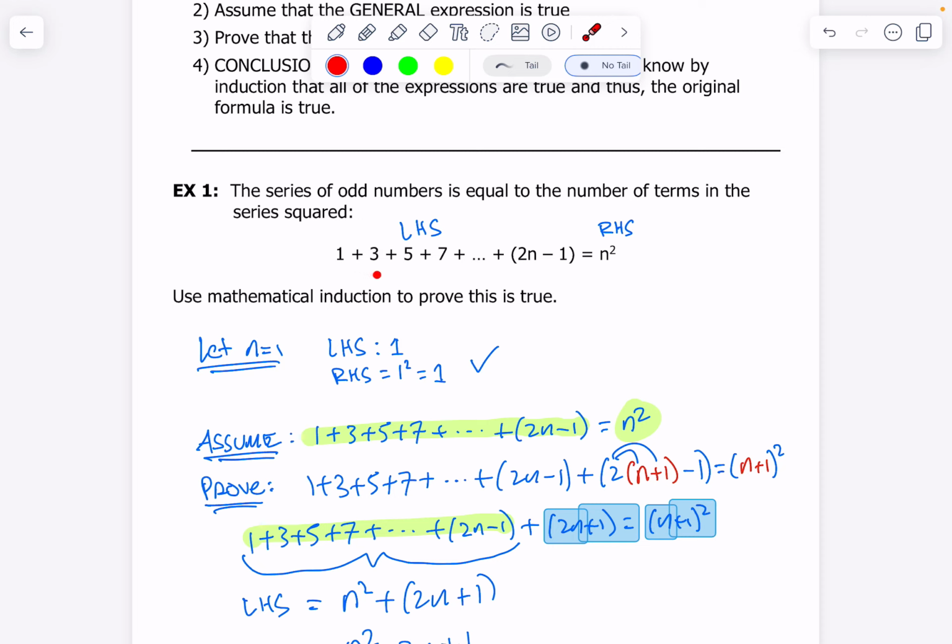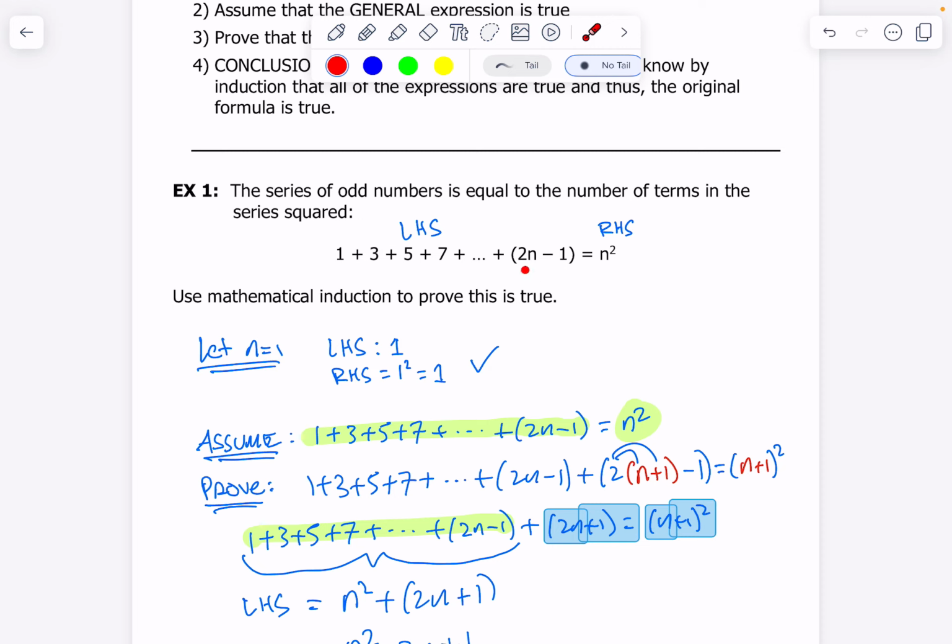So we've got the sum of odd numbers, 1 plus 3 plus 5 plus 7 plus 9 plus 11, and so on. And then this 2n minus 1 is guaranteed to be an odd number. It's kind of like the nth term. I can't just write n because n can be odd or even. n is counting, right? n is 1 here, n is 2 here, which is an even number, n is 3, n is 4. So this last number in the sequence has to be guaranteed to be an odd number.